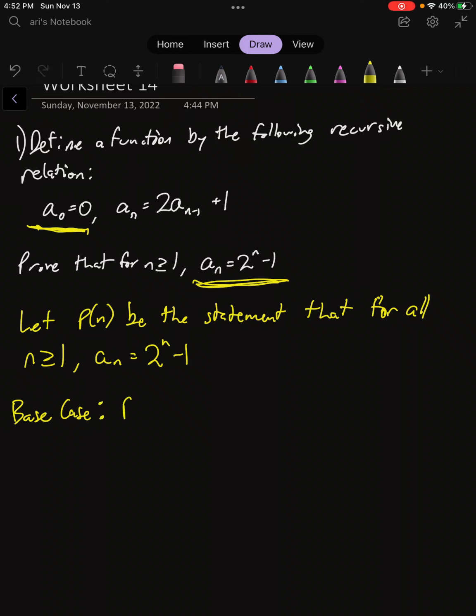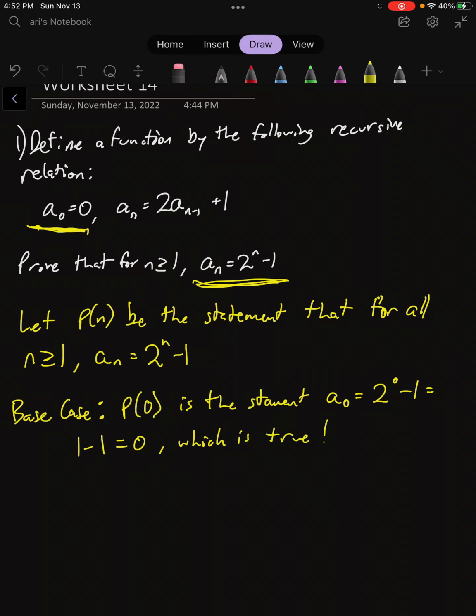Base case. So I'll start with P of 0 is the statement that, I should say that a of 0 equals 2 to the 0 minus 1, which equals 1 minus 1, which equals 0, which is true. And we know that because it's given. That's one of the two things that we're given. The two pieces of information we're given is that a sub 0 is equal to 0, and also that a sub n is equal to this function 2a of n minus 1 plus 1.